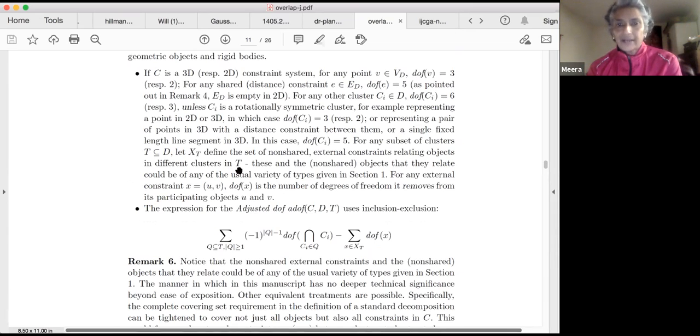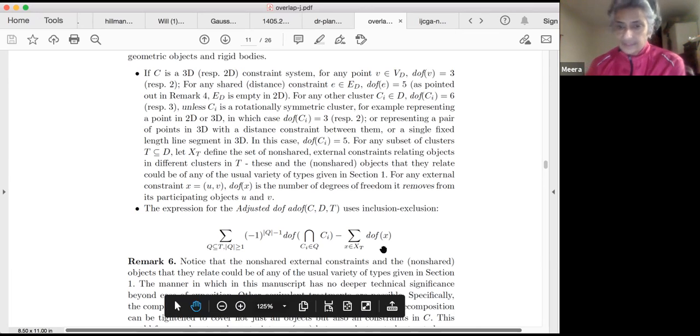So for example, we had those additional distance constraints or additional incidence constraints, which are not shared, which involve objects that are not shared between any pair of clusters. Those are those XTs. So if you subtract those degrees of freedom that are removed by those constraints, then you basically have this.